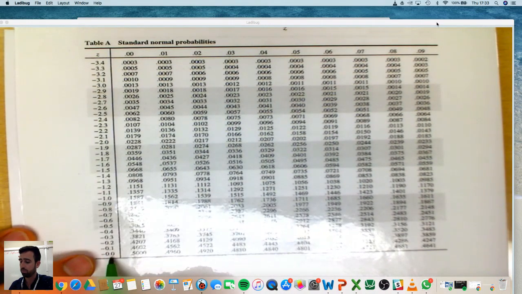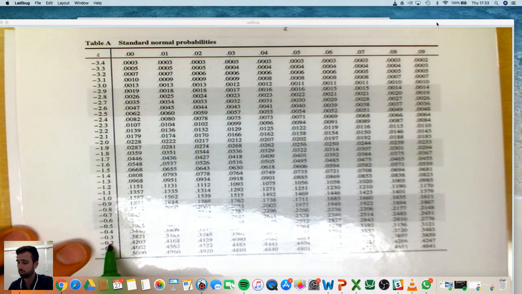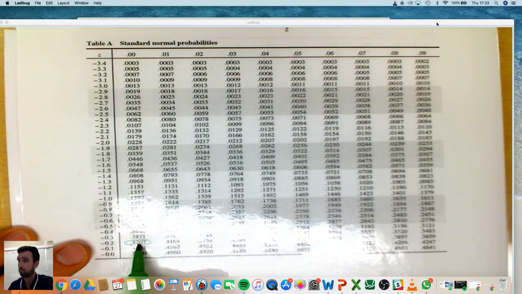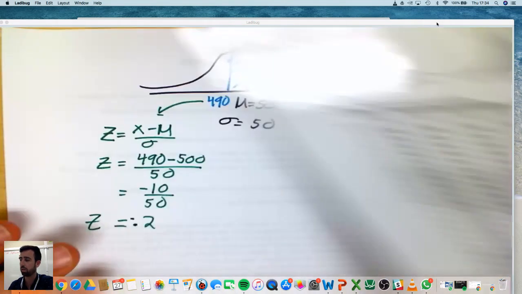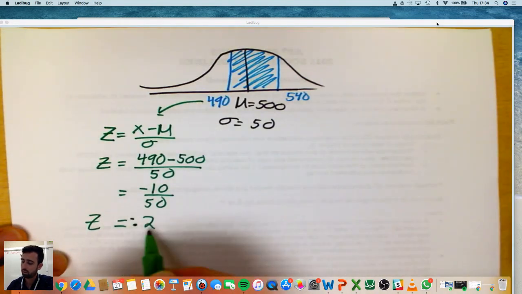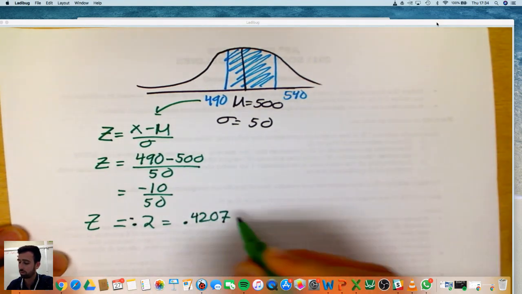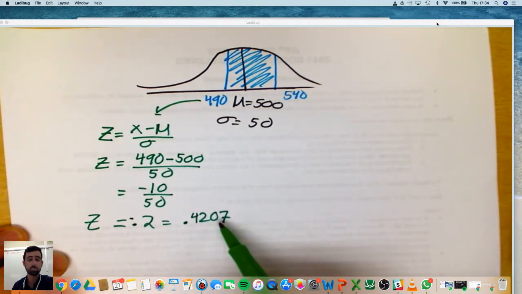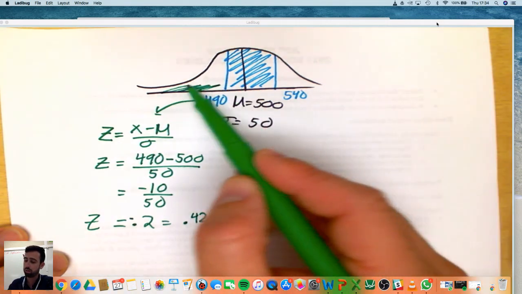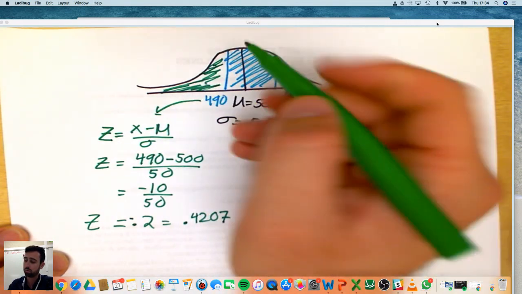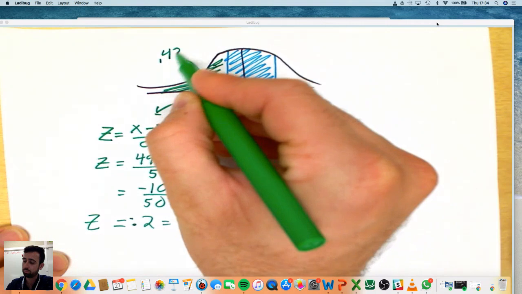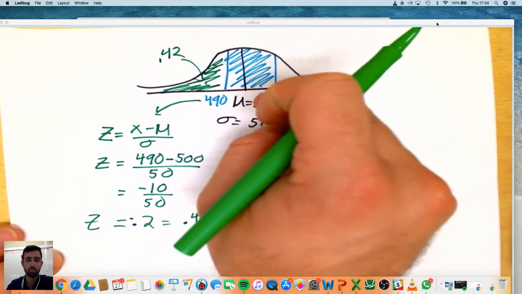Now I'm going to go to my z-chart, find negative 0.2 right there. It's about the 42nd percentile. So the z-score of that is going to give me 0.4207. Now what that means is that 42% of the data falls below. Not what I want. I want what falls in between.